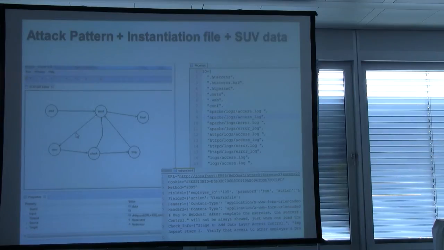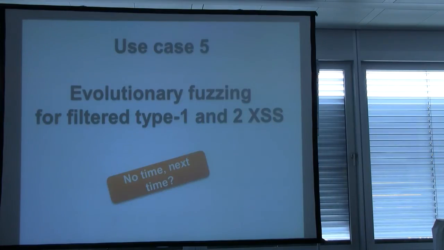And actually we were able to succeed in some of the lessons of WebGoat with that, but this was also used at Siemens. We had other use cases. I will just mention them, I will not go into the details. Evolutionary fuzzing for filter type 1 and type 2 cross-site scripting. We were able to discover some vulnerabilities here that other scanners were not able to discover, because these other scanners do not consider the logic flow of the system.